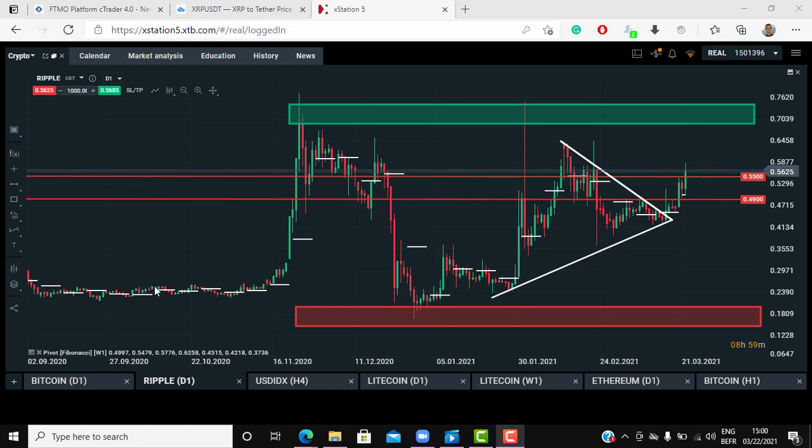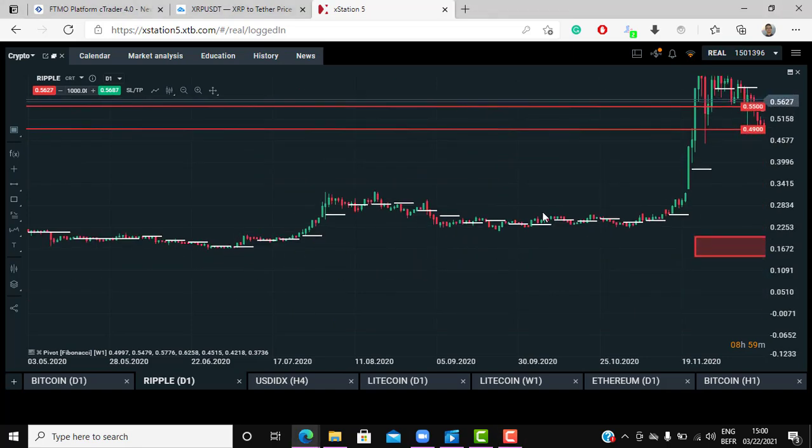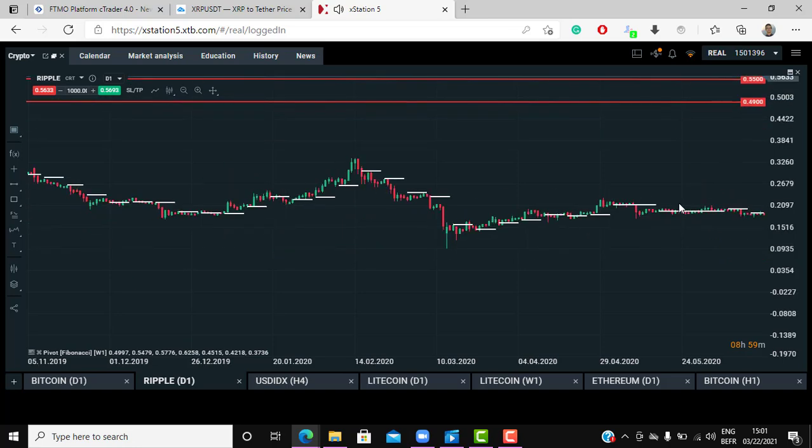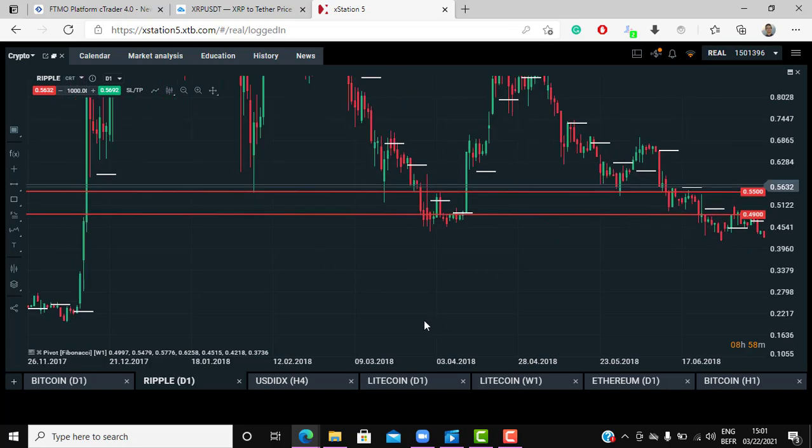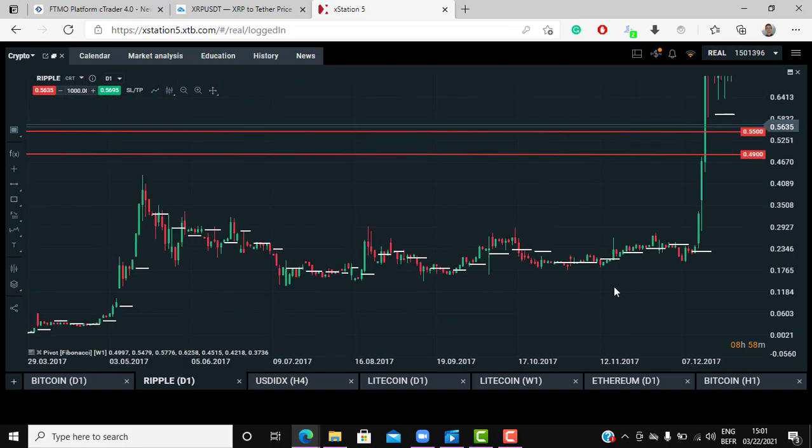Most cryptos we've been seeing bounce up, make a bottom, and then continue to go up. However, XRP has slightly different price action, as you can see. So we're going to go back over to 2017 to show you what happened. In 2017, we were doing the same thing we are doing right now. Basically, we were trading in a range.